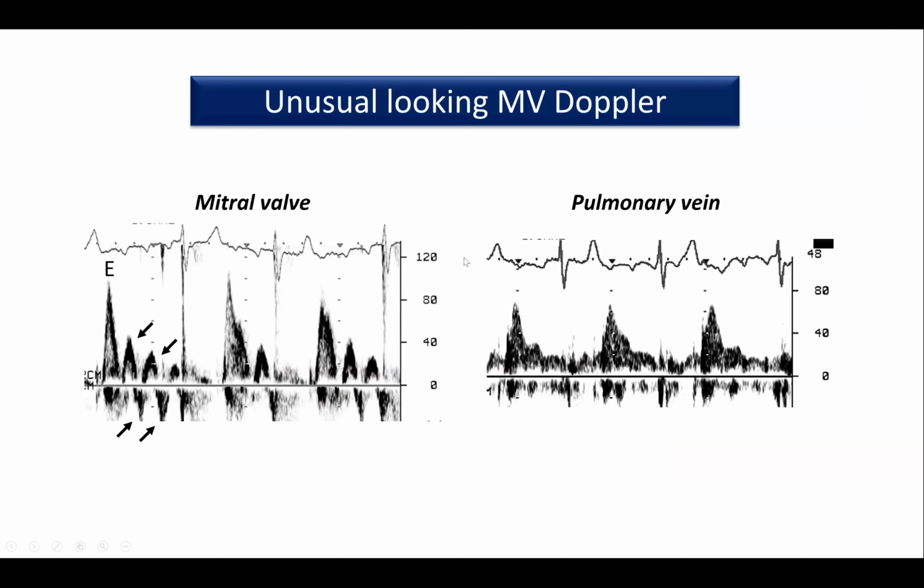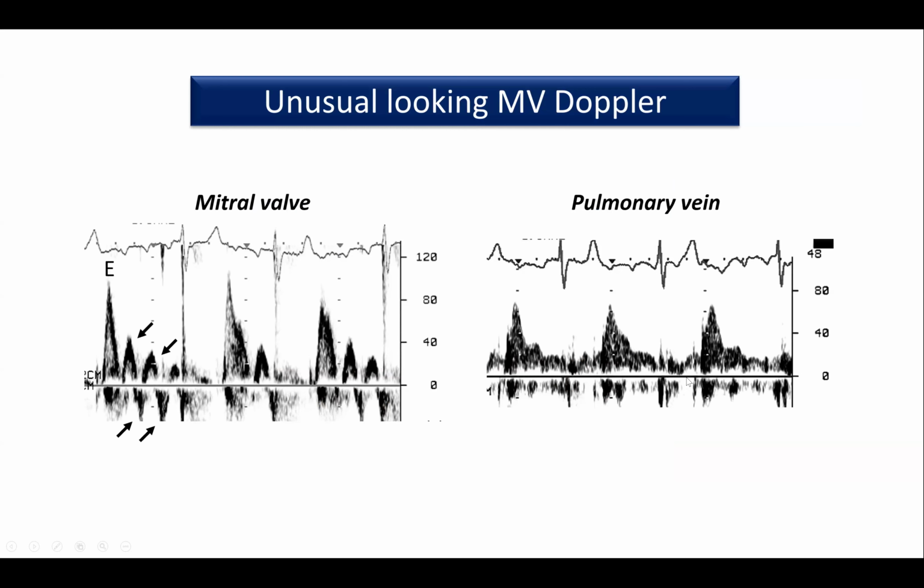A final thing really important to look for is when you see a funny looking mitral valve Doppler. You can see a mitral valve Doppler looking like this. You see an E velocity, and then you can see forward flow, backward flow, forward flow, backward flow, forward flow, and so on. And you can see it here again.